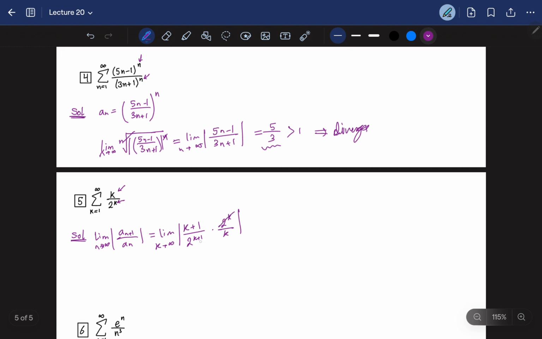Now, if you simplify, this goes away. I have a 2 here. So I have the limit (k plus 1) over 2k as k goes to infinity, and this is just 1/2. Again, since this is less than 1, by the ratio test, this converges directly. That's it.